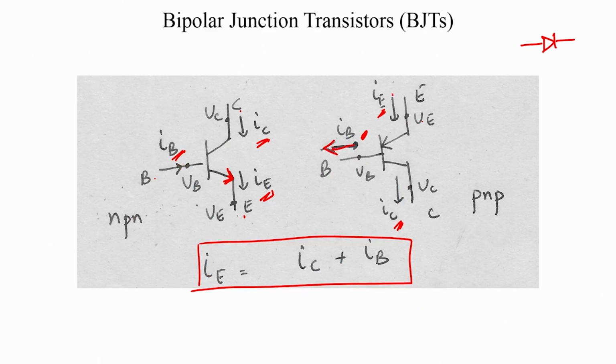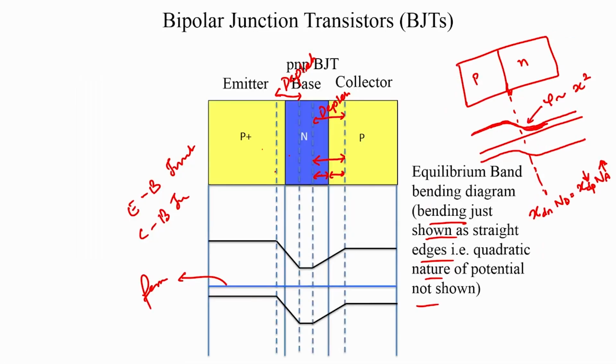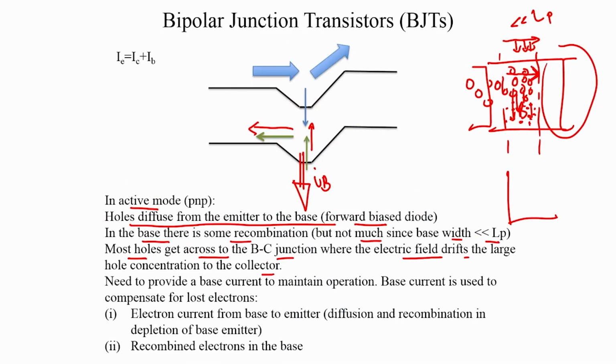So here you have hole migration, you have holes moving here, and you have electrons moving in to compensate for the electrons that have recombined or have diffused to the emitter, and therefore the base current moves here. So you have an emitter current, a collector current, and a base current, with this relation being followed. So that is the essence, the qualitative discussion of the working of the BJT.